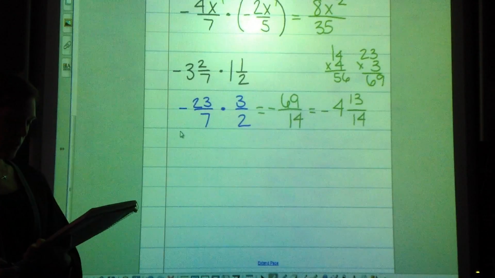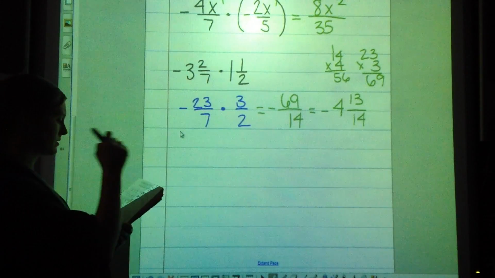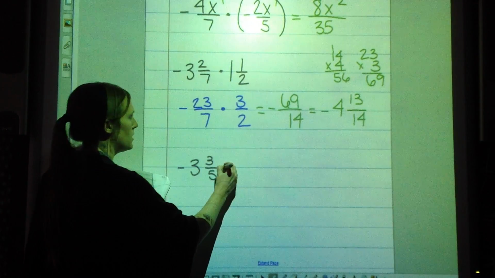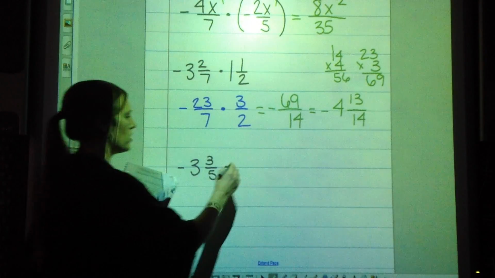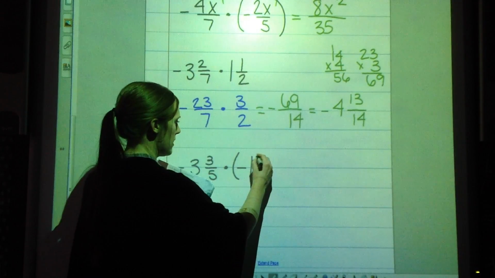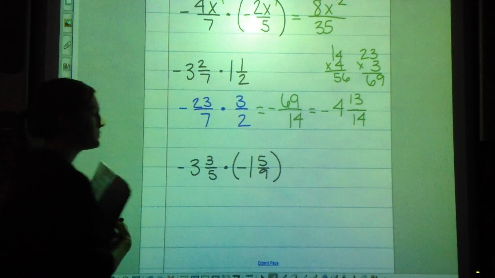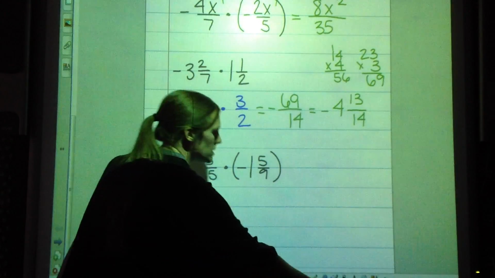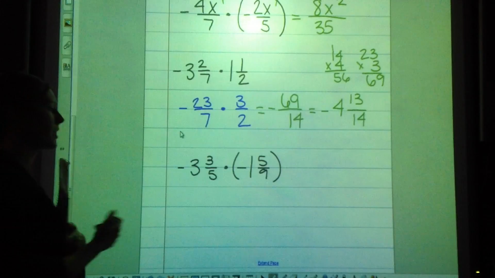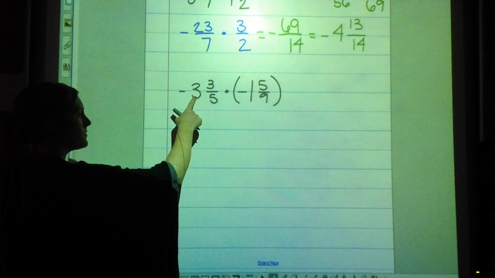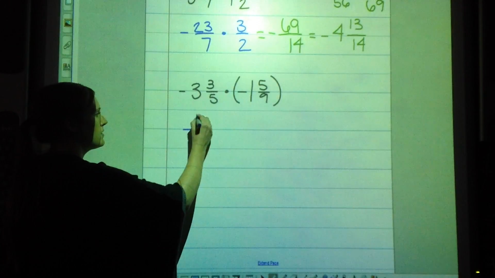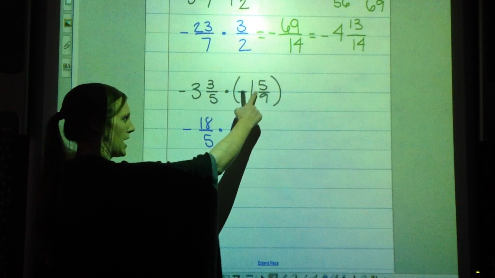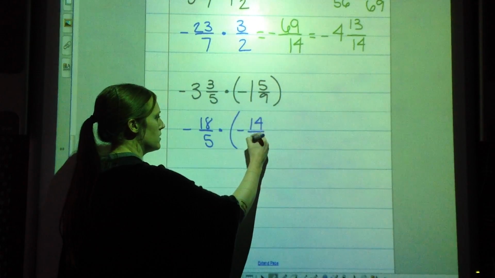Let's try another. Negative 3 and 3/5 times negative 1 and 5/9. You cannot multiply mixed numbers, so instead I'm going to turn them into improper fractions. 5 times 3 is 15, plus 3 is 18. 9 times 1 is 9, plus 5 is 14.